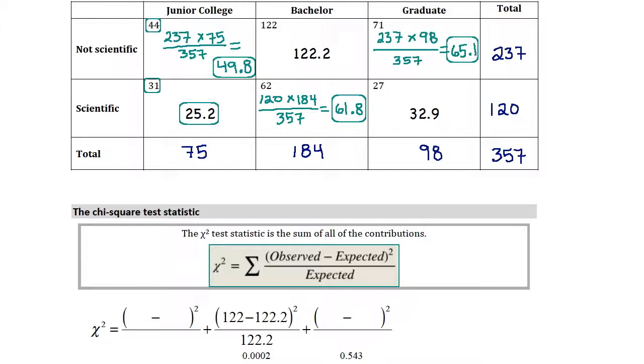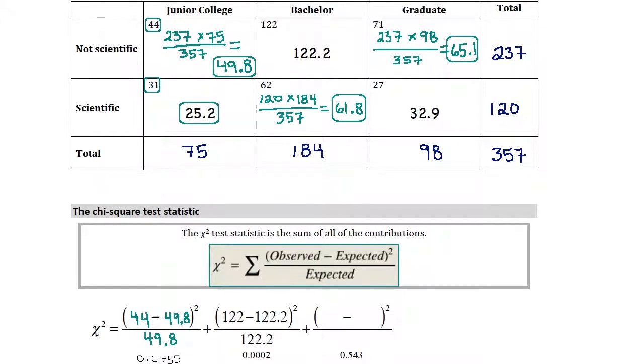So I have these laid out like the top cells of the table, and I'm going to take the observed count from junior college not scientific, which is 44, and the expected count from junior college not scientific, which is 49.8, and the expected count, the one that you enter second, is also the one that goes in the denominator. And putting that into a calculator, I get 0.6755.